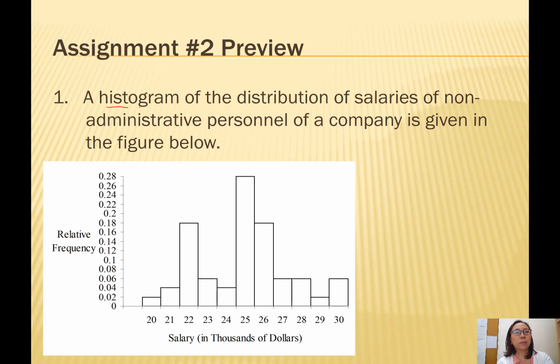And you also see the word histogram here, right? A histogram is given below. So this is a graph of this company's salaries, given out at this company. And you see the numbers 20, 21, 22, and so forth. They should be read in thousands of dollars. So 20 represents 20,000, 21 represents 21,000, 22 represents 22,000, and so forth.